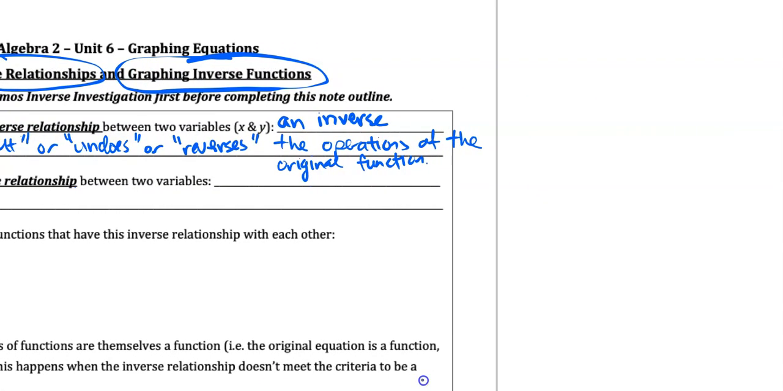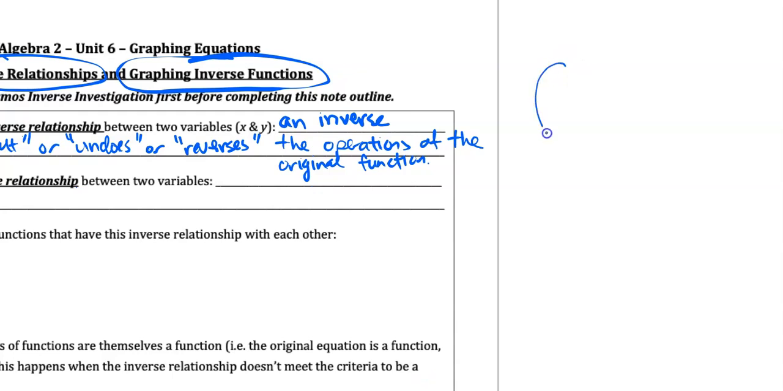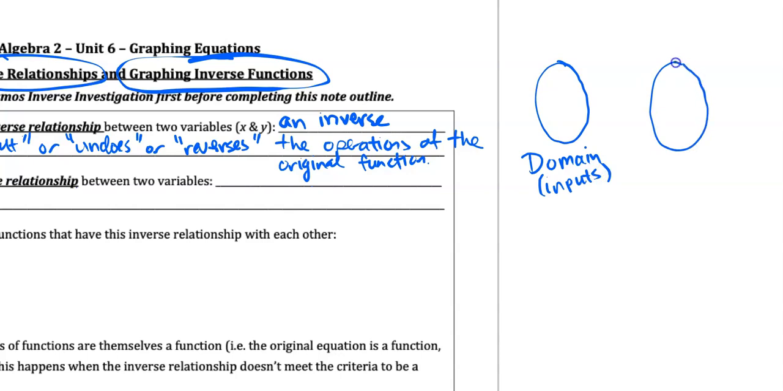So to give you a visual sense of that, suppose we have this set of values. We're going to call it the domain, right? These will be our inputs. And then they get mapped onto this set of values. We'll think of that as our range. We also refer to that as the outputs. So let's suppose there's this element, we'll just call it A, in the domain.